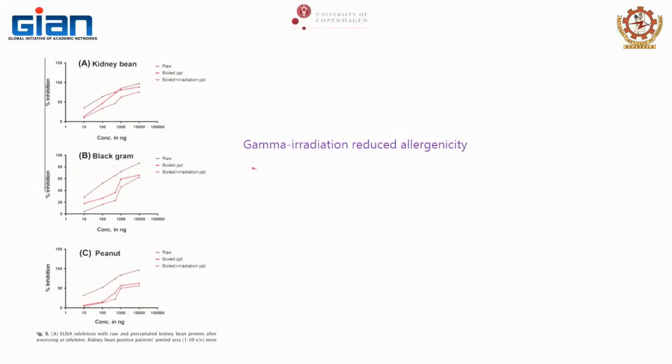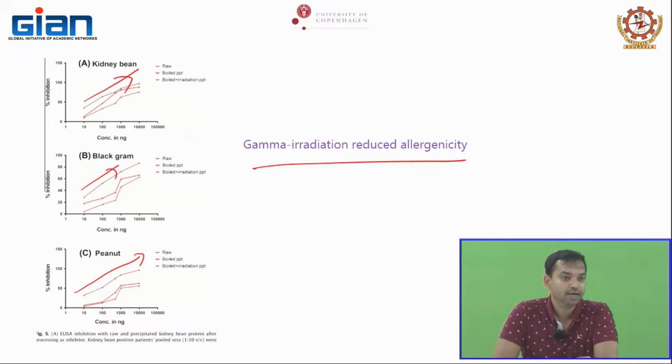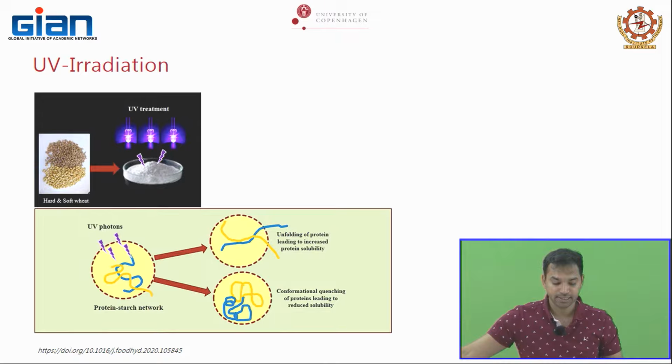Here is another example of how gamma radiation is reducing the allergenicity. You can clearly see the percentage inhibition when you use gamma irradiation. That is fantastic, right? It is one of the biggest challenges, allergenicity. You can use gamma irradiation to remove the allergenicity.